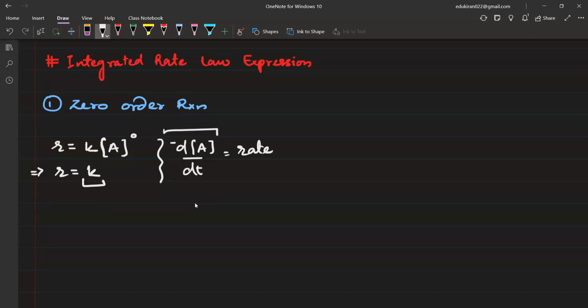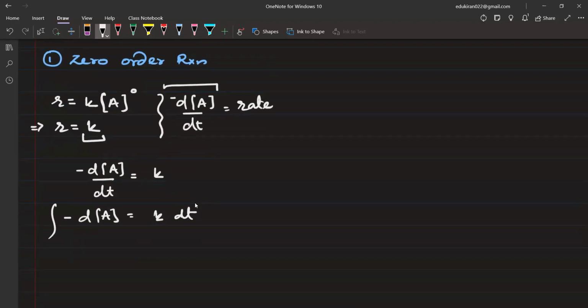Okay. So I can write from these two equations that minus dA upon dt is equal to K. I will move dt there. I will get minus dA equal to K dt. And I will integrate on both sides. So if I integrate here, minus dA is going to give me what? Tell me, guys. Integration of minus dA. So integration and differentiation, you will get only A. Please remember integration of dx is equal to x.